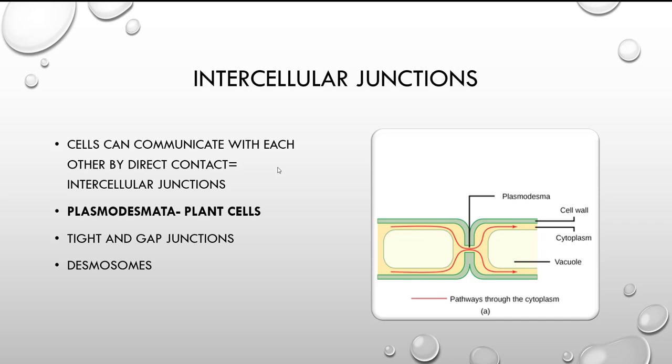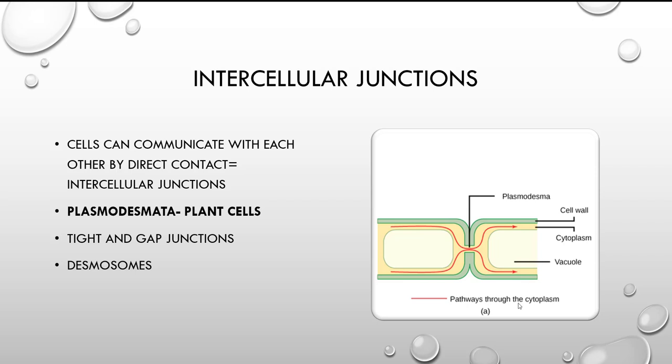So we're going to start out by looking at plant cells and their intercellular junction, which is the plasmodesmata. And then we'll move to animal cells, and there are 3 of them. We'll learn about tight junctions and gap junctions and desmosomes, otherwise known as anchoring junctions. So starting us out are plasmodesmata.